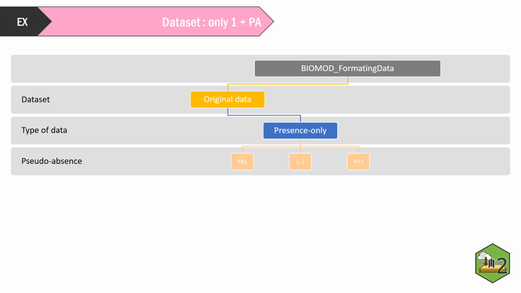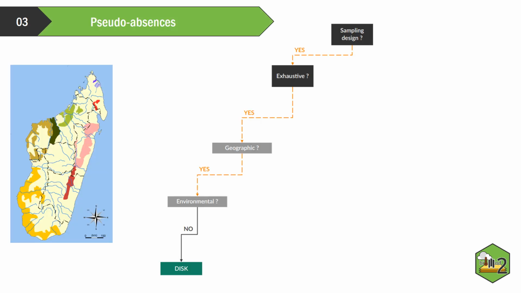The next step presents you the most common data case, which is presence-only data. Hence, we will have to select pseudo-absences to complete our data, and there are several ways to do so. We have 3 methods implemented in biomod2, and I will present you right away a simple questioning scheme to help you decide which will be the best suited for your data. The first 2 methods can be chosen if your data has been obtained from a sampling design which has been, in a reasonable extent, exhaustive. Then it depends on whether the sampling has been done geographically or environmentally.